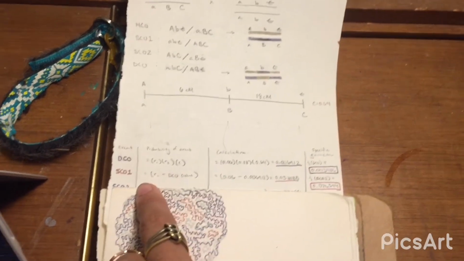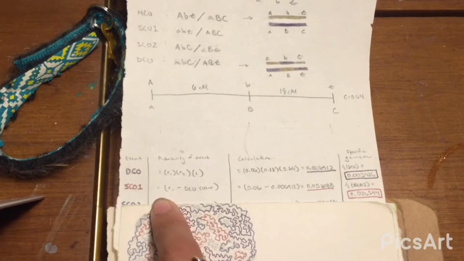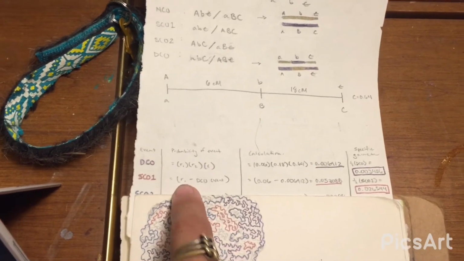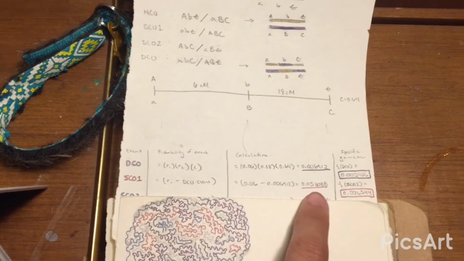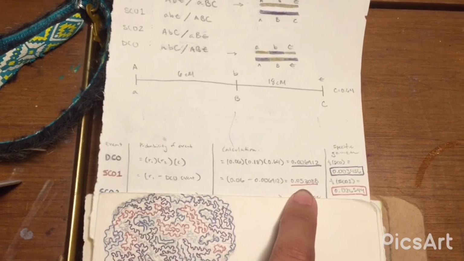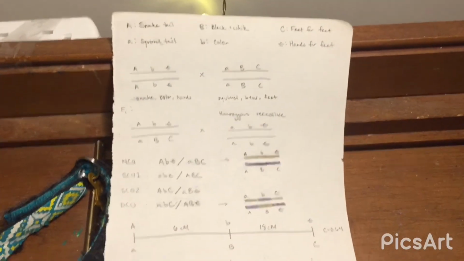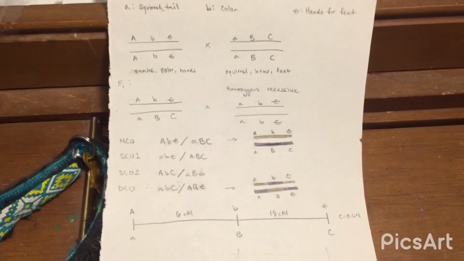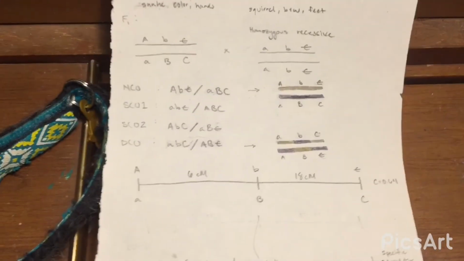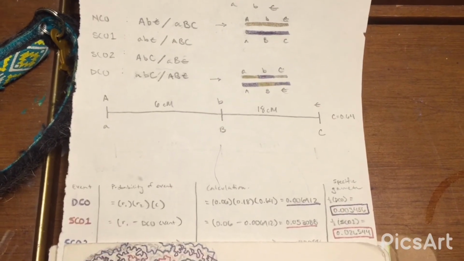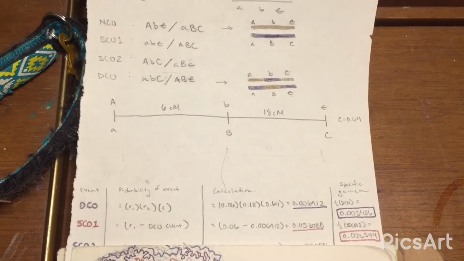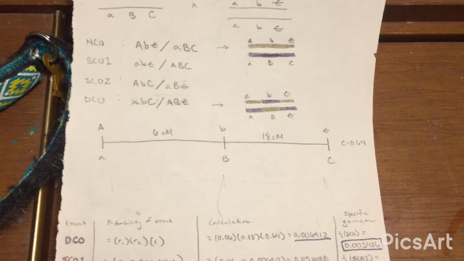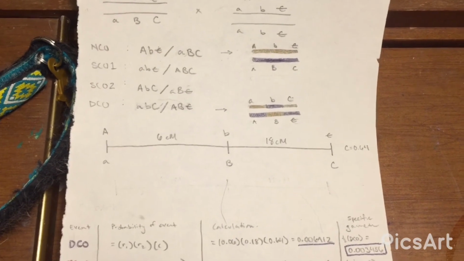And for our single crossover event at loci 1, it's going to be R1 minus the DCO event, which is how we get 0.053088. So based on finding our crossovers and what our gametes are going to look like, and calculating the probability of them occurring, we were able to map out what genes are at each loci.